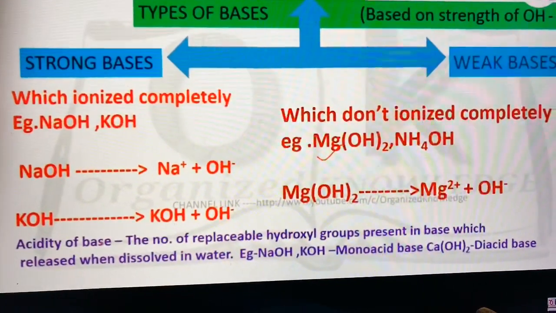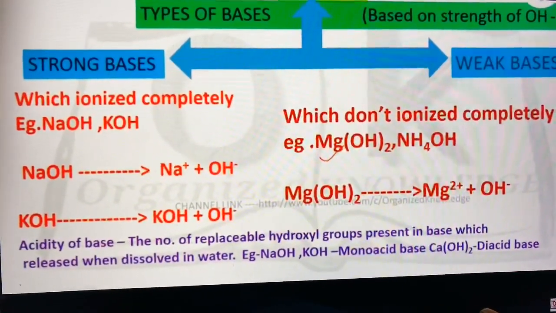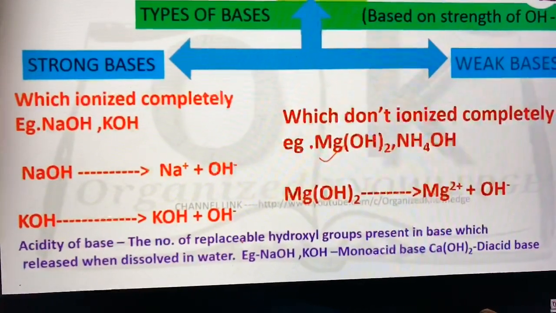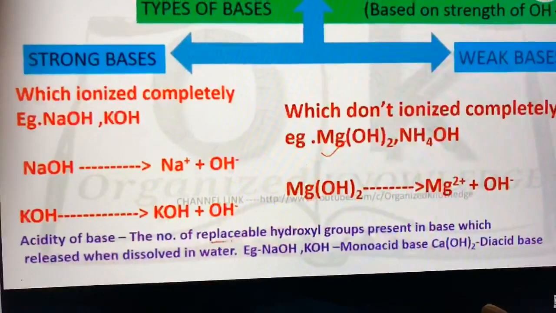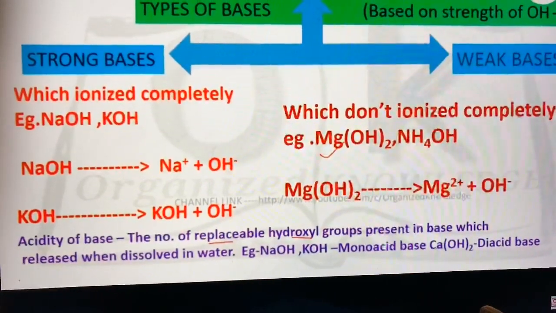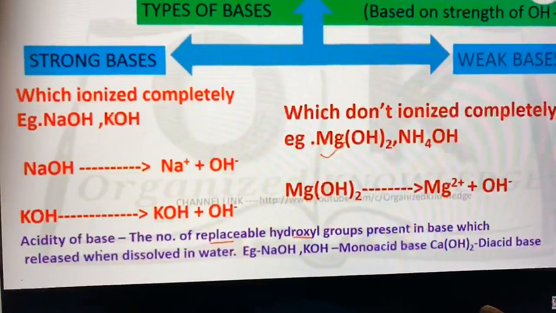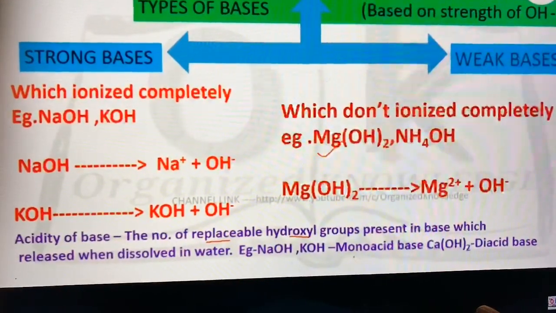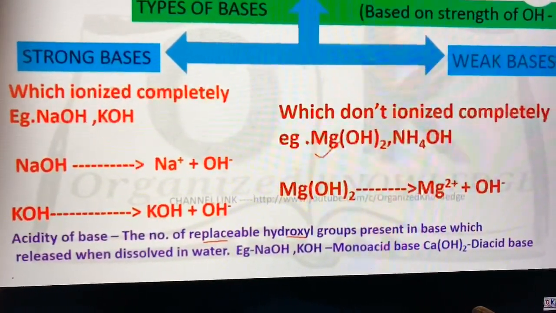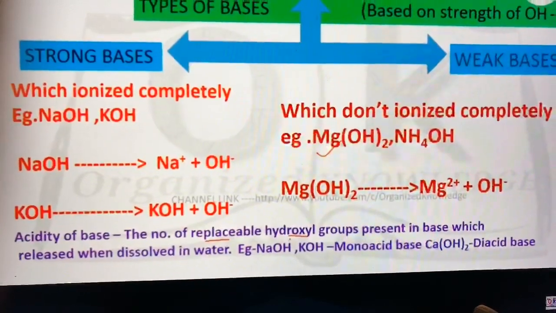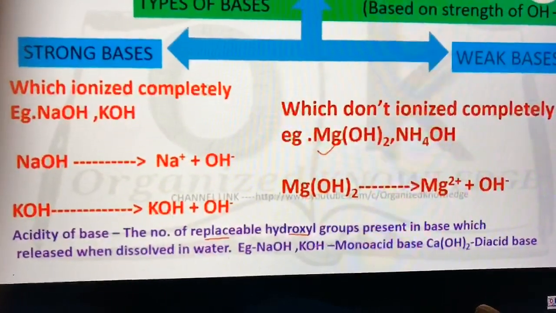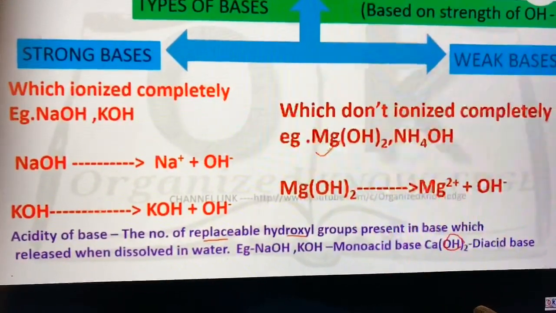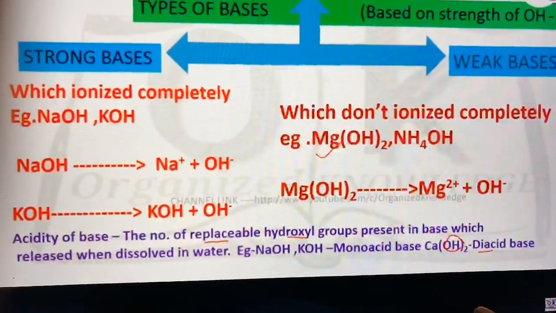Students, here also a question comes: acidity of base. What do you mean by acidity of base? That means the number of replaceable hydroxyl groups present in the base which are released when dissolved in water. Sodium hydroxide has only one OH minus ion, so it will release only one OH minus ion and hence it is monoacidic. But calcium hydroxide is a diacidic base. It has two OH minus ions, so it is a diacidic base.